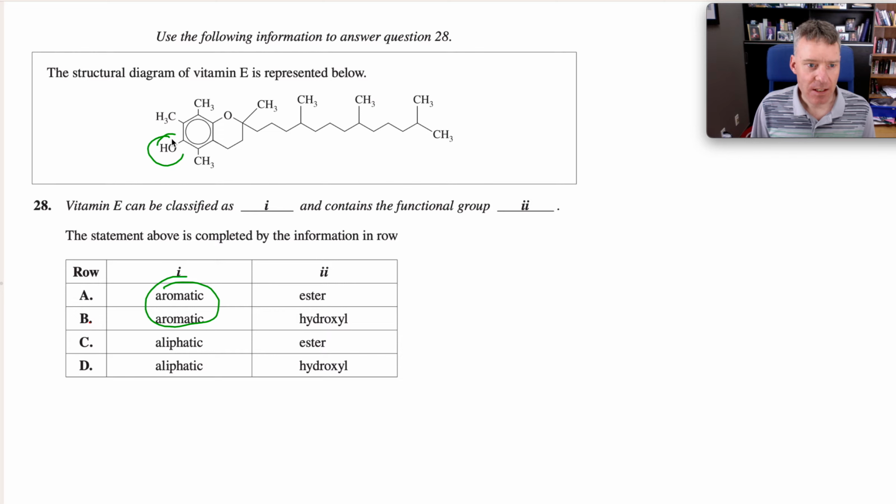And then if we keep looking, we do have an O here, but this O goes to 2 carbons, which is an ether, not covered in this course. Something I like to mention just so you're aware that it's not one of the things we've learned about. So there are no ester linkages in here, just hydroxyl. So it's aromatic and hydroxyl, B.